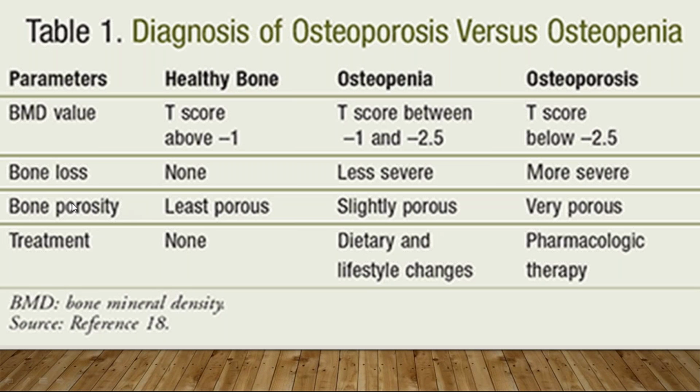Same thing if you come to bone porosity: in osteoporosis the porosity is very high compared with healthy bone. That's why, treatment-wise, in osteoporosis we need pharmacological therapy. In osteopenia we can go for dietary modifications and lifestyle changes. That is enough in osteopenia, because until osteopenia the bone is still somewhat good and the bone loss is not much severe. But in osteoporosis the bone loss is more severe and the bone becomes more porous.